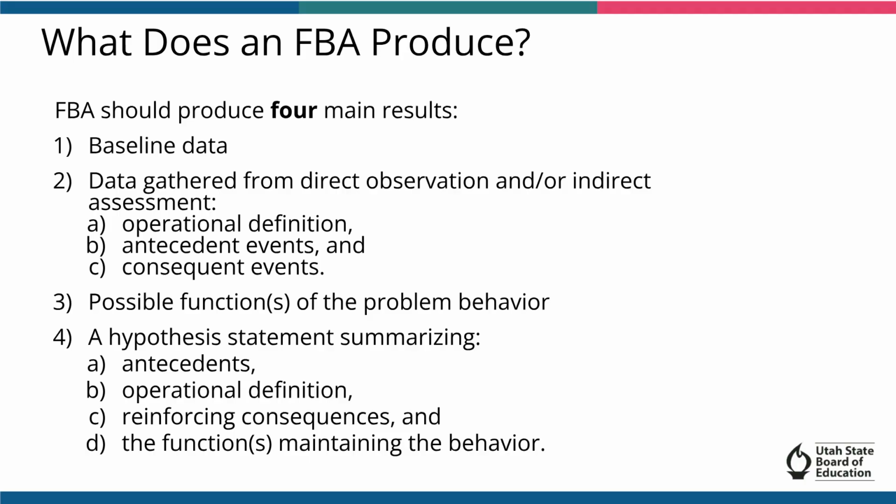A compliant FBA must produce 4 results: baseline data, specific data from direct observation including an operational definition, the possible function of the behavior, and a hypothesis statement summarizing the relationship between the antecedents, behavior, consequences, and function.